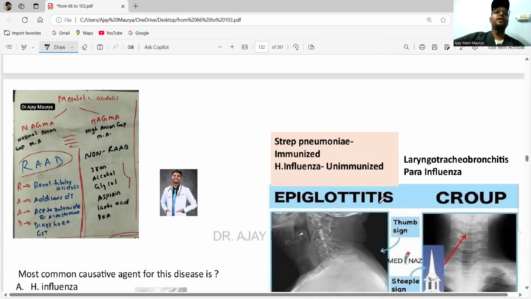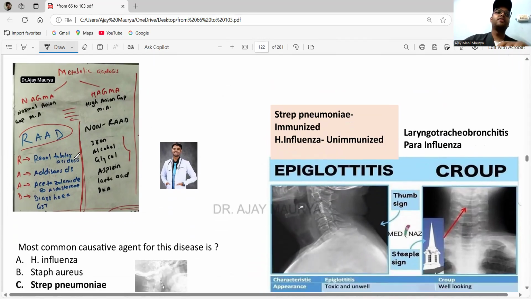Next, metabolic acidosis. I think everyone knows about normal anion gap metabolic acidosis and high anion gap metabolic acidosis. Here, the mnemonic is ROD, rod and non-rod. ROD: renal tubular acidosis, Addison disease, aldosterone deficiency, diarrhea, and GIT losses. These come under normal anion gap metabolic acidosis, and all the remaining ones come under HAGMA.